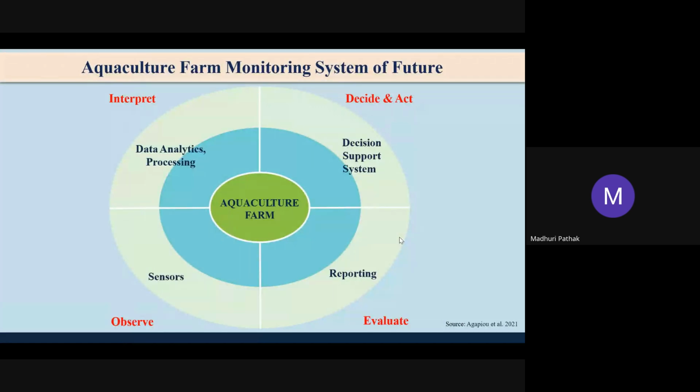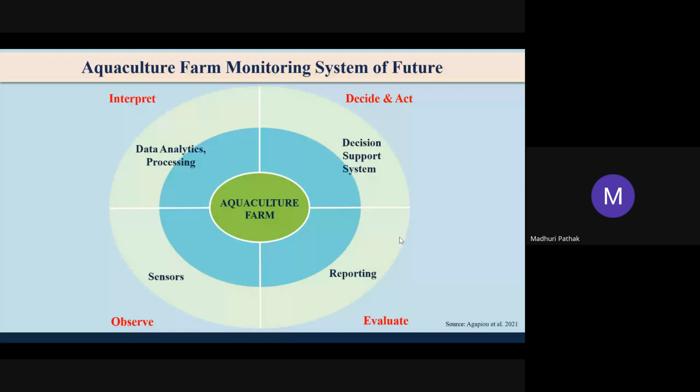it has to have sensors. For example, I'm talking about water quality, so I need to have sensors to see what the water quality parameters are, like what is the temperature, what is the dissolved oxygen, what is the ammonia level, what is the nitrate level in my pond. After that it will go to the interpretation section, so a data analytics and processing section will be there. After that, you need to decide and act according to it. Suppose the dissolved oxygen is very low, you need to take the decision of switching on the aerators, then reporting.